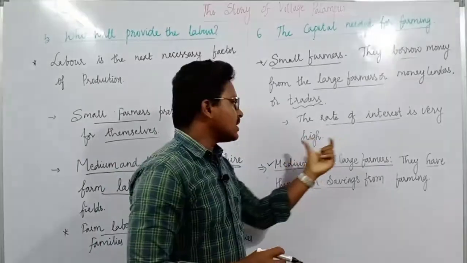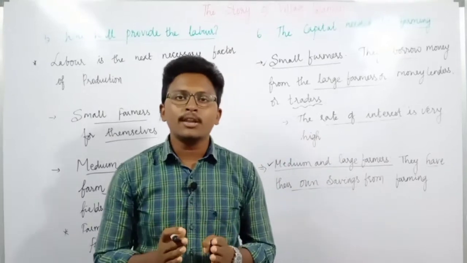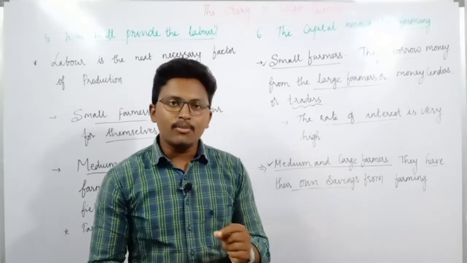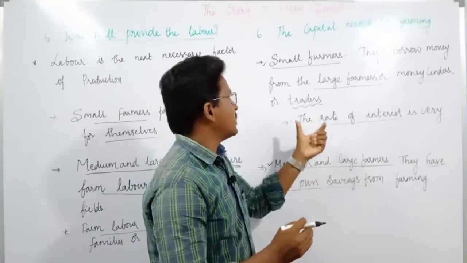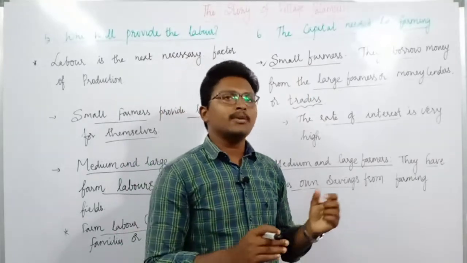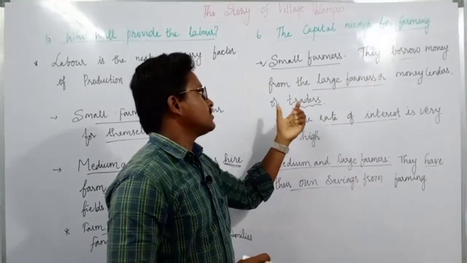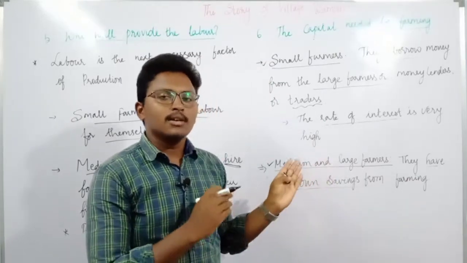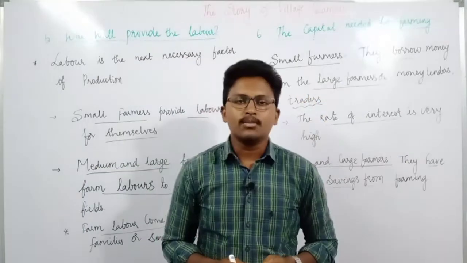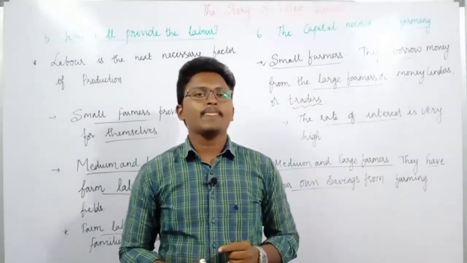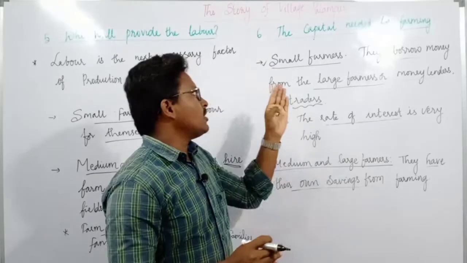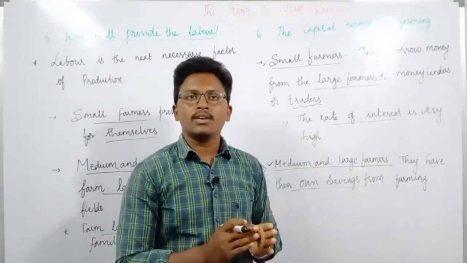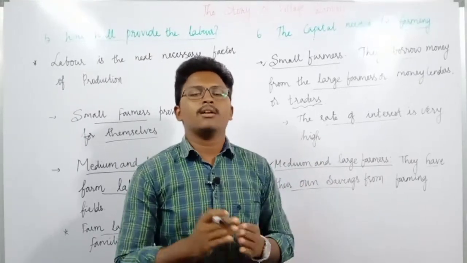So these medium and large farmers usually do not depend upon others to get capital. They depend upon themselves, or upon their savings. Whereas the small farmers have to depend on large farmers, money lenders or traders, and they are even unable to repay the loan. Why? Because the rate of interest is very, very high. Because of this, the small farmers are always facing trouble, whereas large and medium farmers have their own savings to invest in farming.